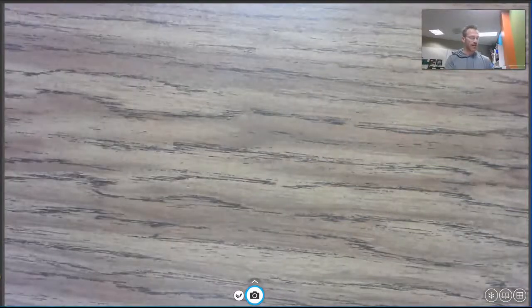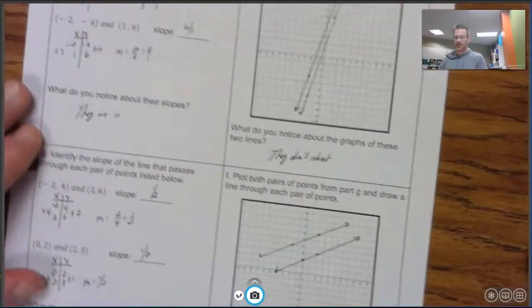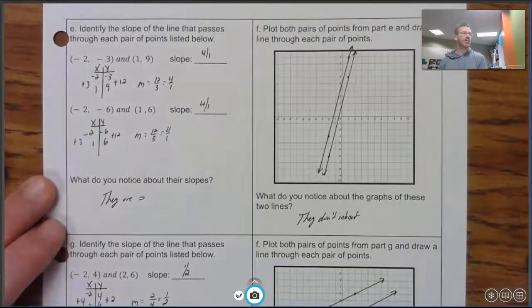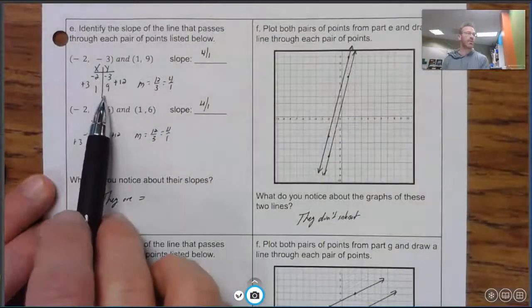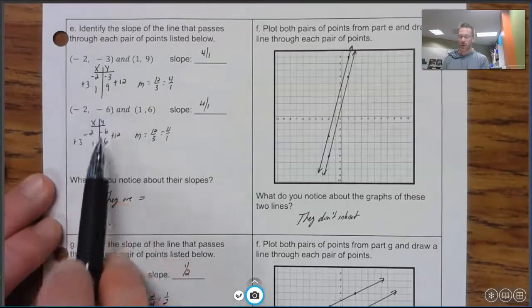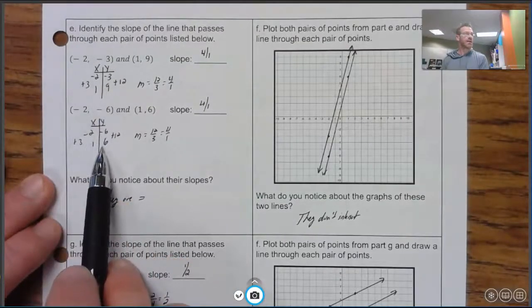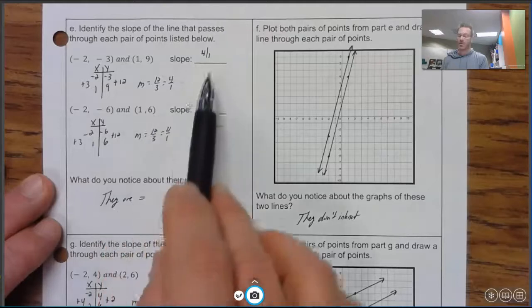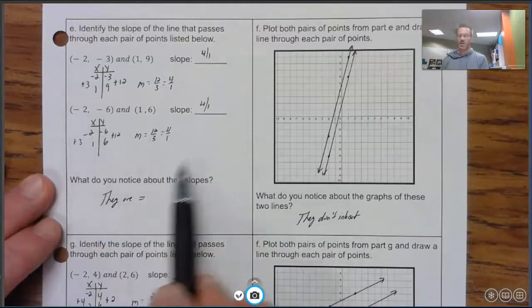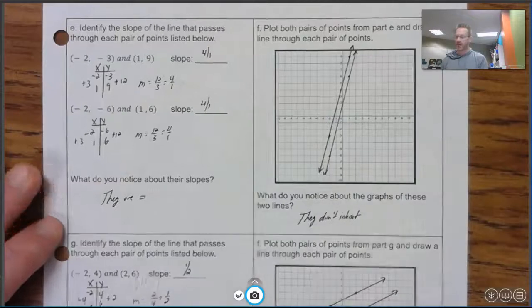And so then if we keep going, now instead of having equations, we had points. And so this is pulling in what we talked about last time. Just make a quick XY table. And once again, if I reduce both of those slopes, you get a slope of 4 to 1. So once again, they're equal. I graph the lines, they don't intersect.